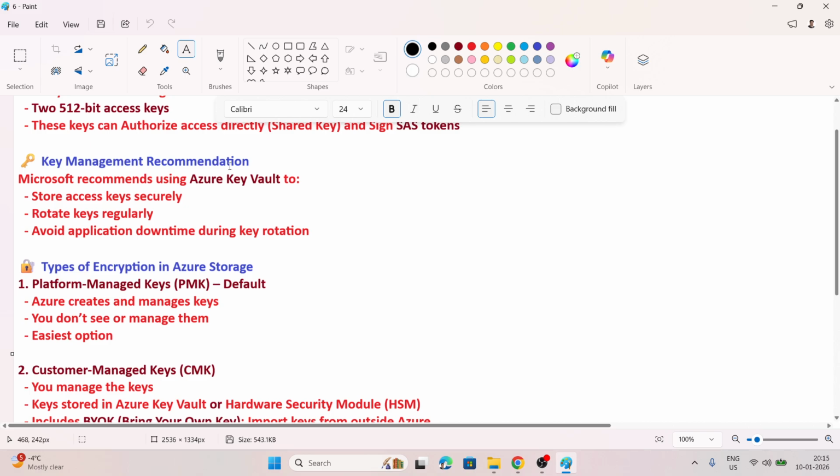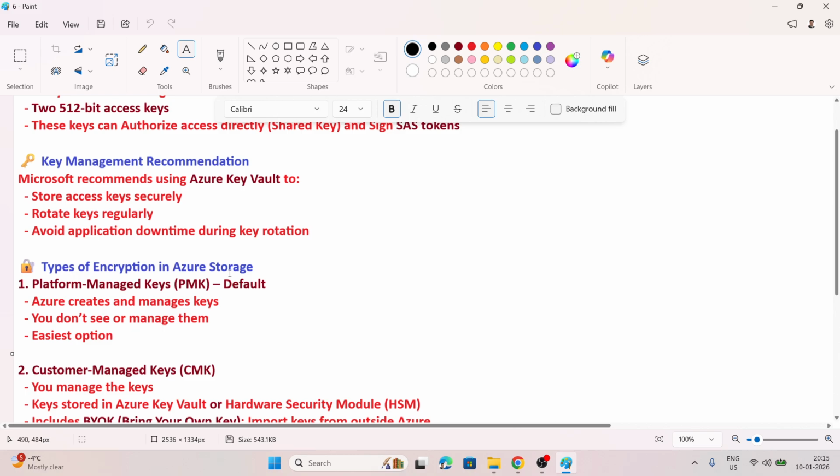Key management recommendation: Microsoft recommends using Azure Key Vault to store access keys securely. Rotate keys regularly, and avoid application downtime during key rotation. Azure also provides us a space known as Azure Key Vault, where we can place our storage access keys or certificates.